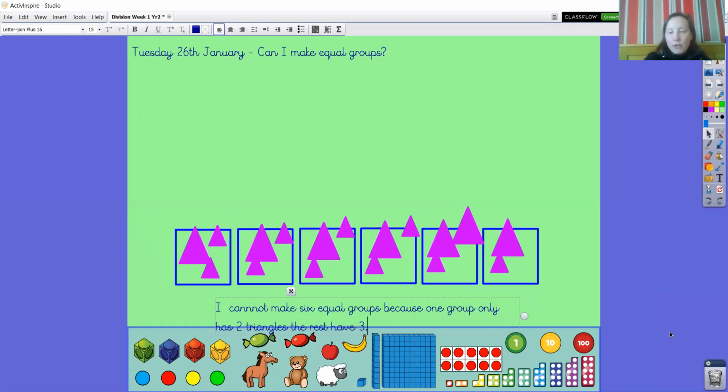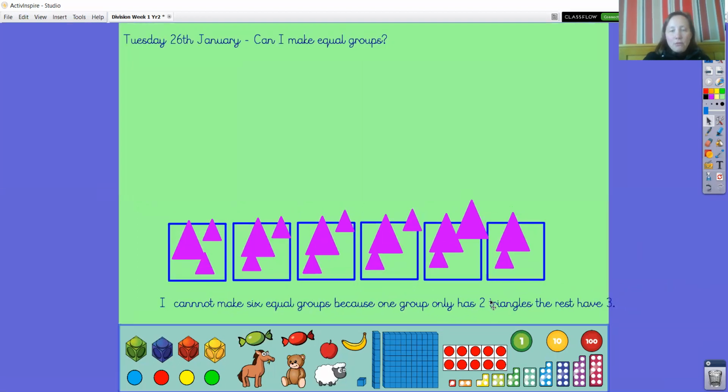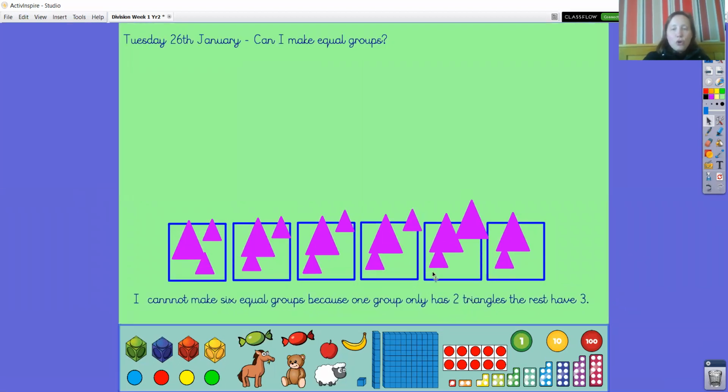And some of you obviously might have spotted that it's also not equal because, and you might have written it down, that this got 2 big triangles and 1 little one, and is that fair?